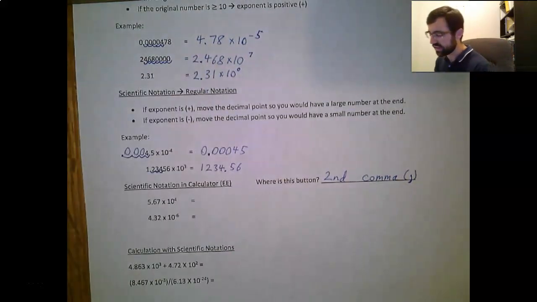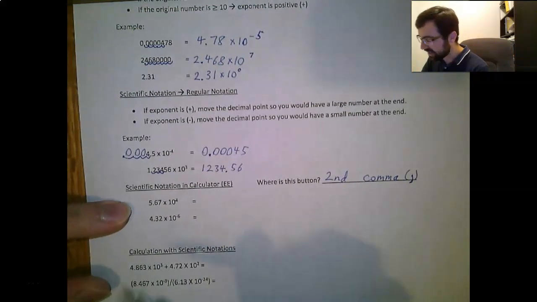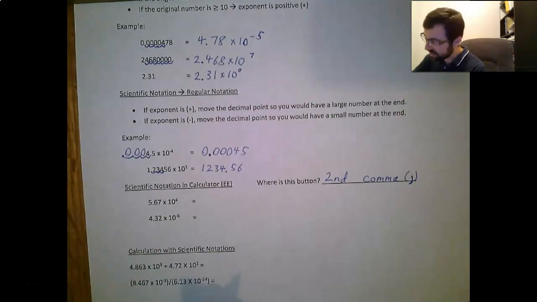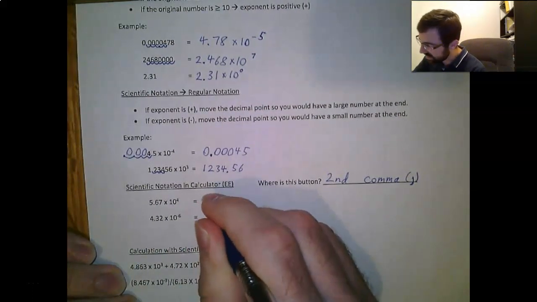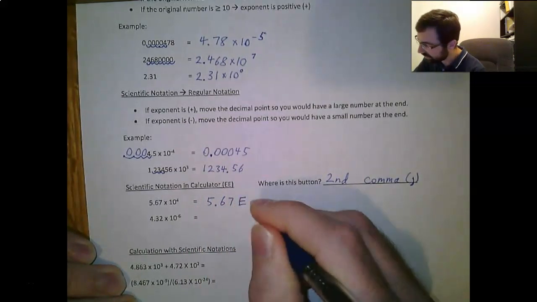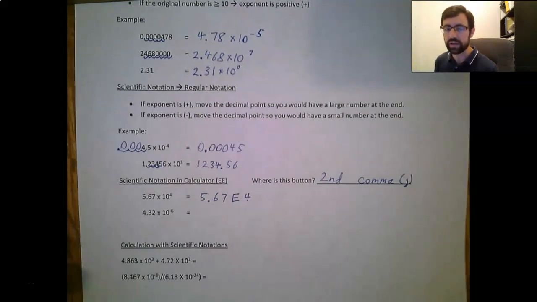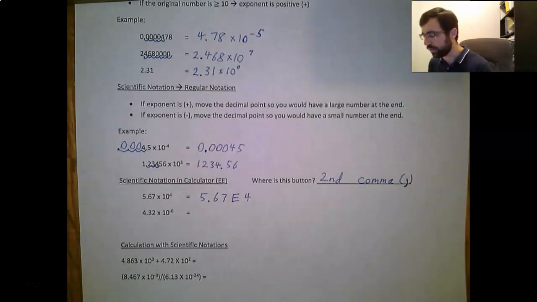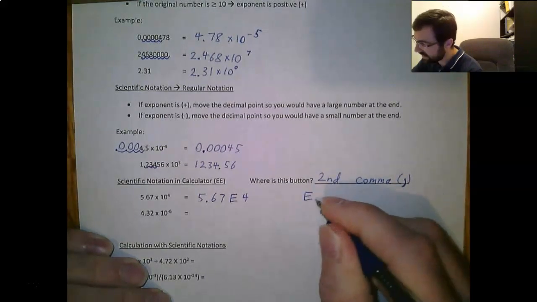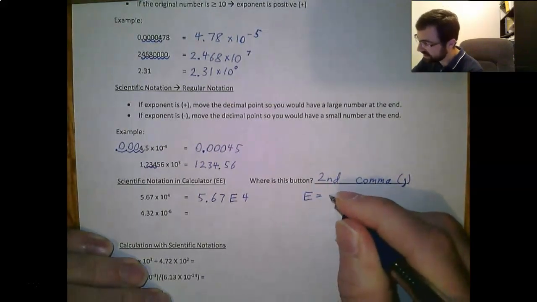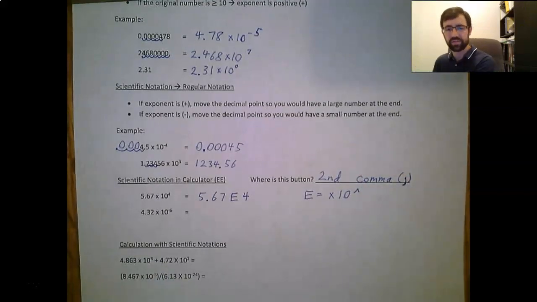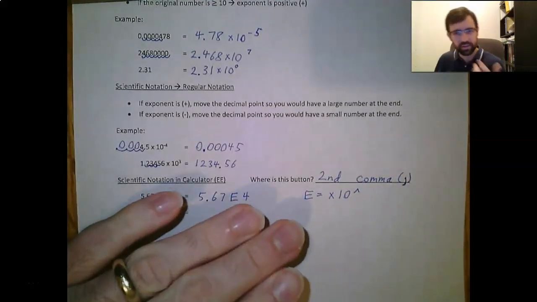If I want to put this in the calculator, 5.67 times 10 to the fourth, the way that I write it is 5.67 E4. So I'm going to use that EE button and then the number 4. Write this down. E is the same thing as times 10 to the power. Well, why wouldn't I just write times 10 to the power then? Doesn't that kind of make more sense?